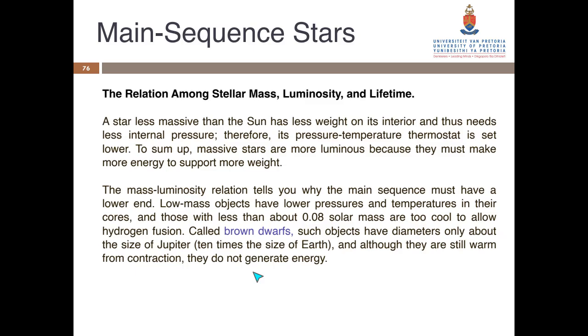So the mass-luminosity relation tells you why the main sequence must have a lower end. Low mass objects have lower pressures and temperatures in their cores, and those with less than about 0.08 solar mass are too cool to allow hydrogen fusion, called brown dwarfs. Such objects have diameters only about the size of Jupiter, so 10 times the size of Earth. And although they are still warm from contraction, they do not generate energy.